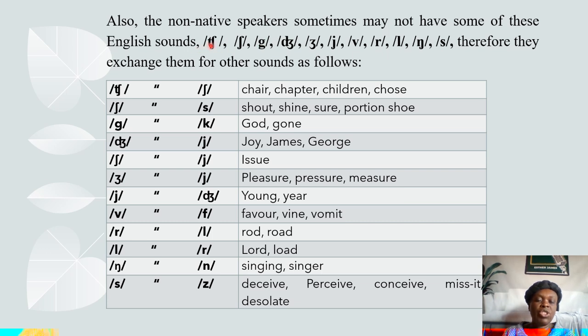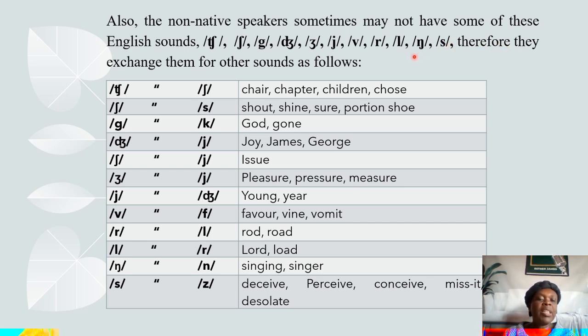The first one is ch, the next one is sh, this one is g, the next one is j, the next one is y, the next one is v, a V sound. The next one is r. The next one is l. The next one is one of the nasal sounds that we have in English. And then the last one is s.